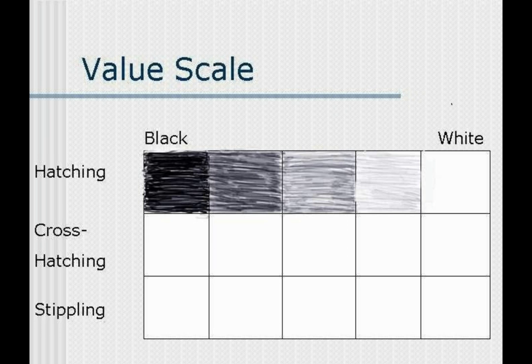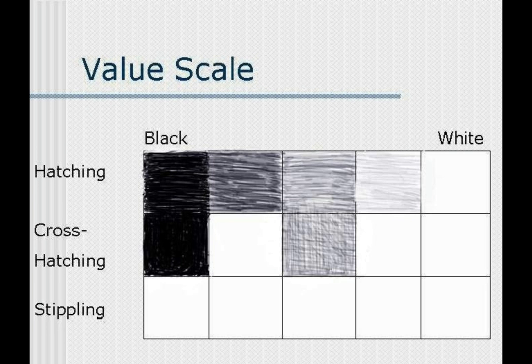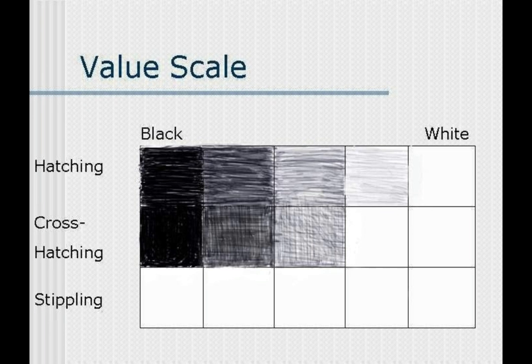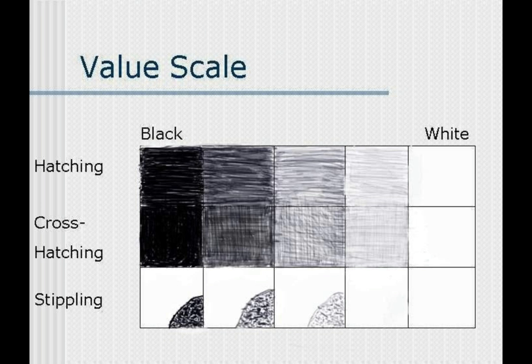Let's do the same for cross-hatching. Fill in your darkest of dark box first, then fill in your center box, and this one, and this one. And again, remember, we're going to leave the lightest of light completely blank. Stippling, create your dots, and then your mid value, the next one, and the next one. Now your value scale is totally complete.